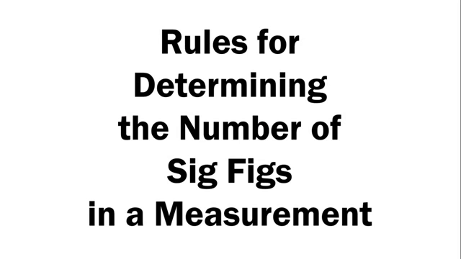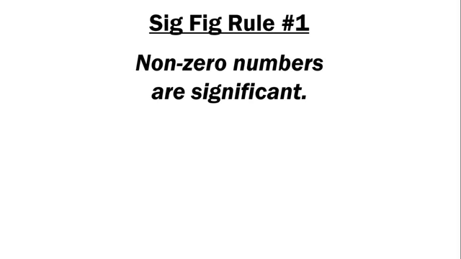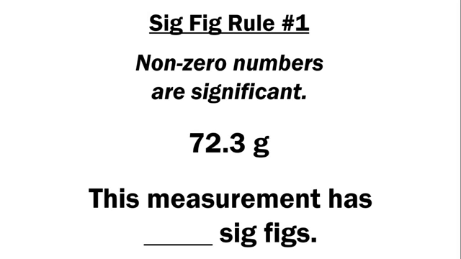Alright, let's talk about some rules for determining the number of sig figs in a measurement. We are not going to talk about exact numbers in this video because exact numbers, counting numbers, have unlimited number of sig figs. We're focusing on measurements here. Measurements typically are going to come with a certain degree of uncertainty. The first rule for determining the number of sig figs in a measurement is that non-zero numbers are significant. So if you have the numbers from 1 through 9, they will always count. In this case, the measurement of 72.3 grams has 3 sig figs.